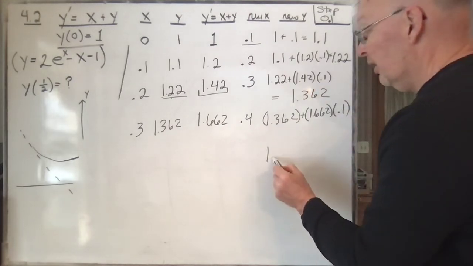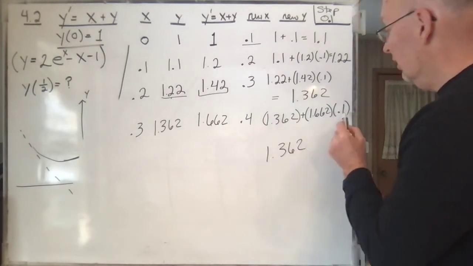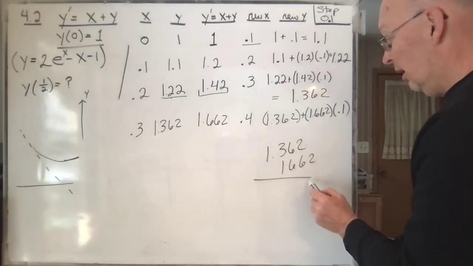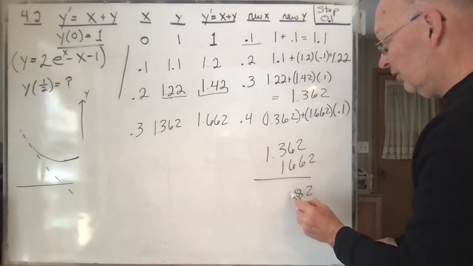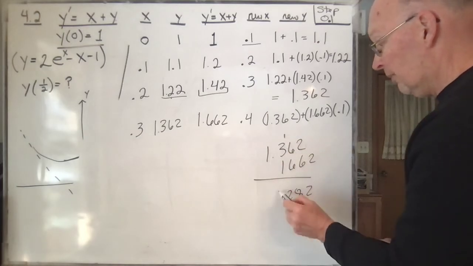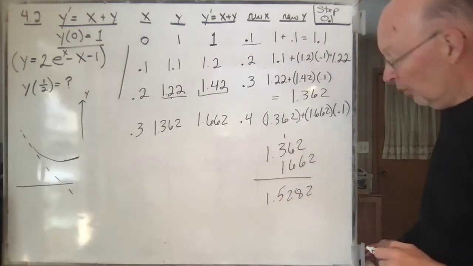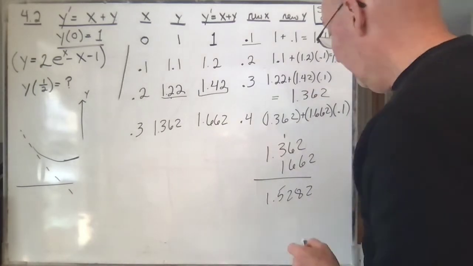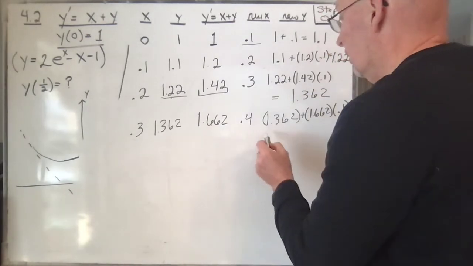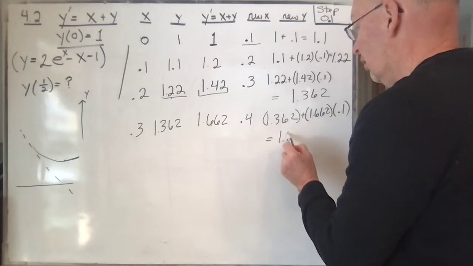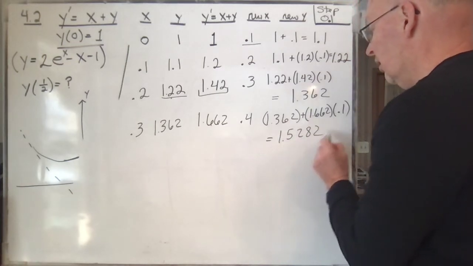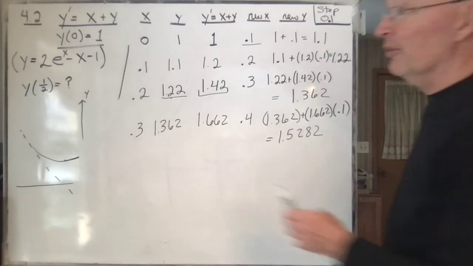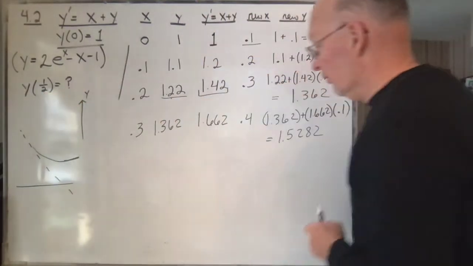So what do I get? 1.362 plus 0.1662 is 1.5282. Yep, that's what I got: 1.5282. Okay, let's go one more since we're interested in what this value is going to be.